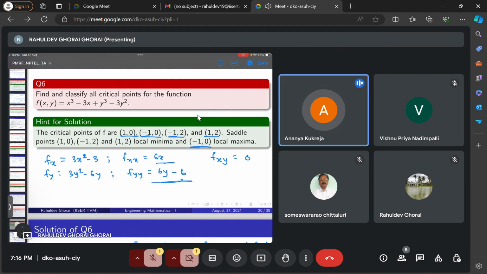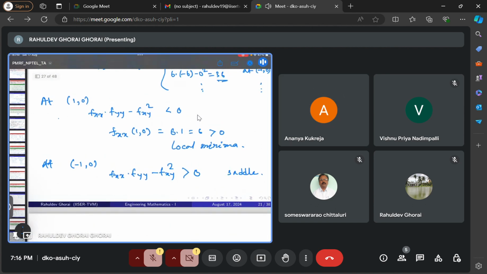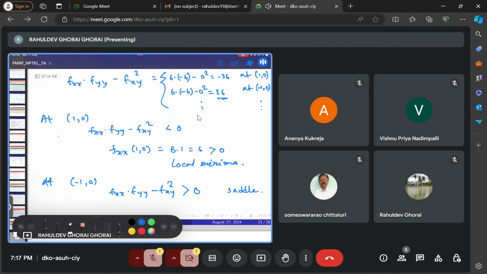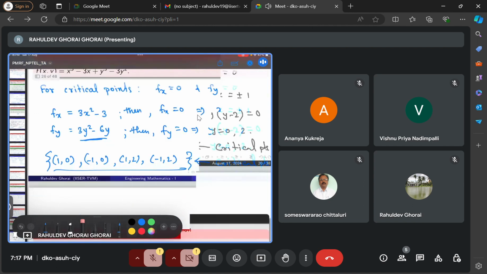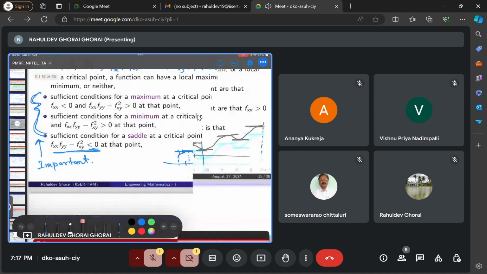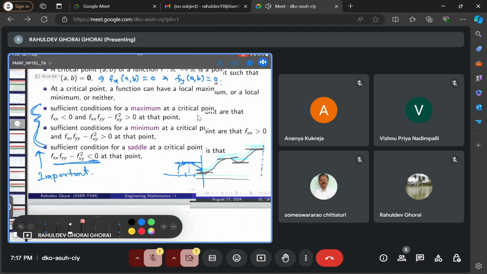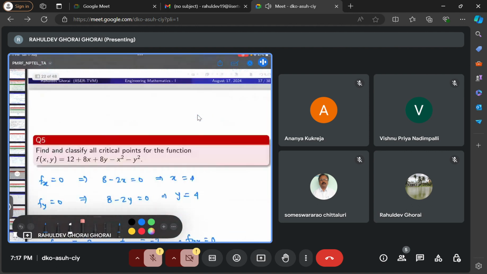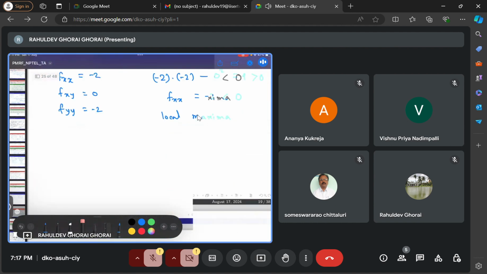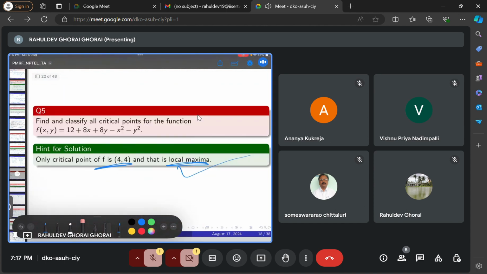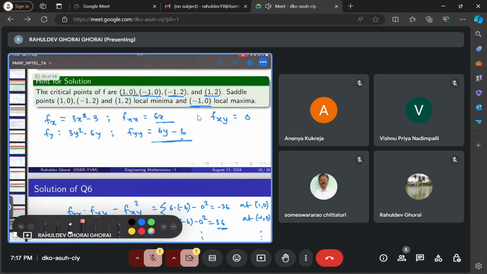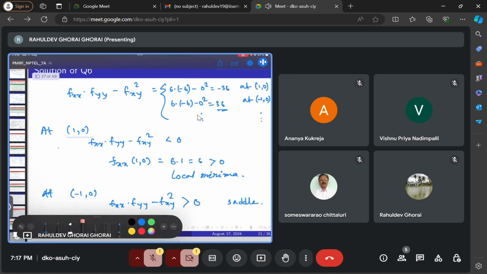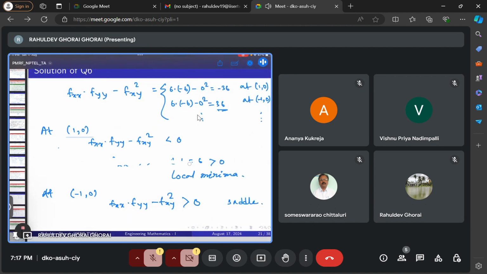Sir, won't it be opposite? I think, sorry, yeah, I made a mistake. Let me just check. So less than 0 is a saddle point, okay? Less than 0, saddle point. Sometimes I do make mistakes, of course, because of confusion. The last question I made was correct. So when it is less than 0, it will be a saddle point, okay?